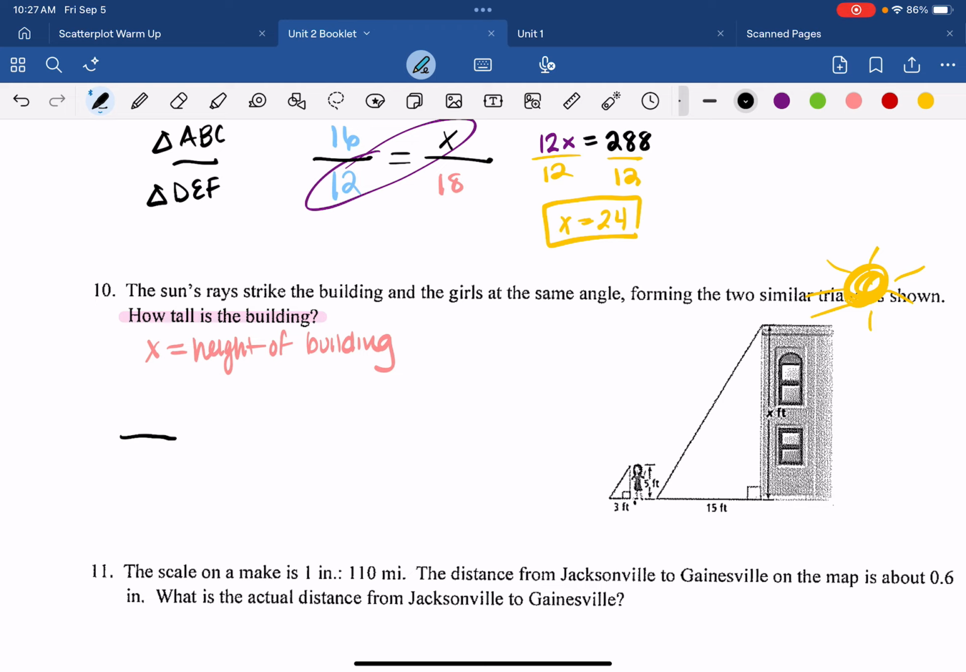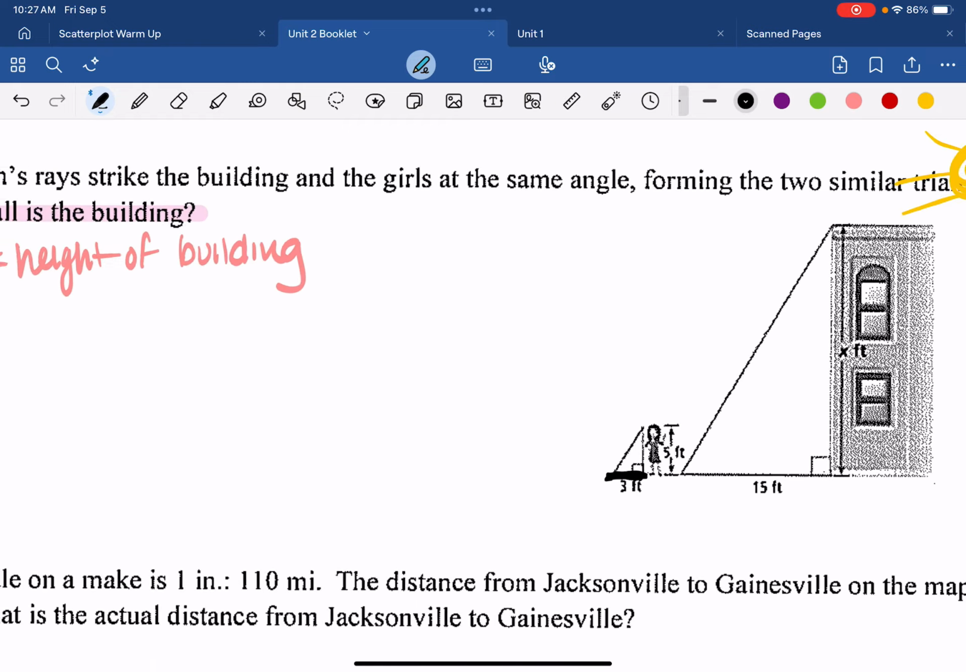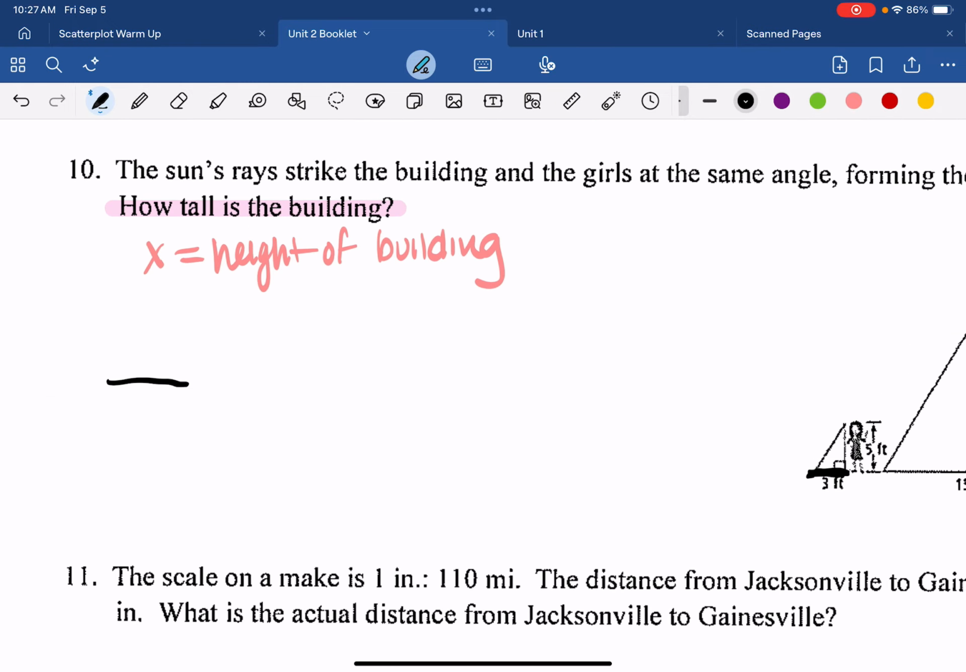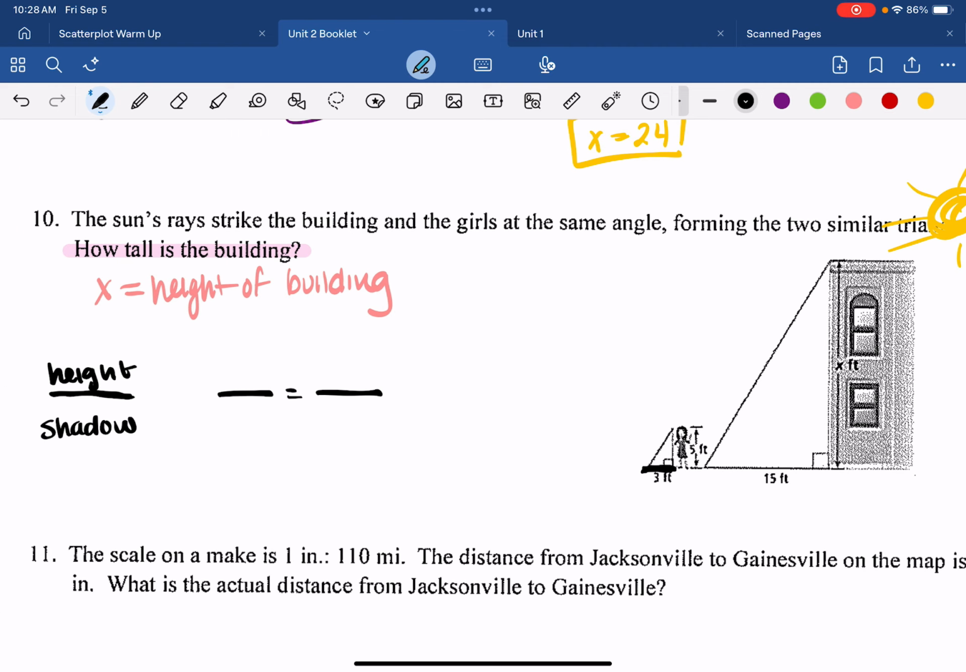when the sun strikes you, what would we call that little piece of a person? It would be their shadow, okay? So let's use shadow as one of our units. And let's use the height as our other unit, okay? So we've got the height of the girl or height of the building, and then we have the girl's shadow or the building shadow, okay? So here's my proportion. Let's just set it up, okay? So let's do the girl first, okay?